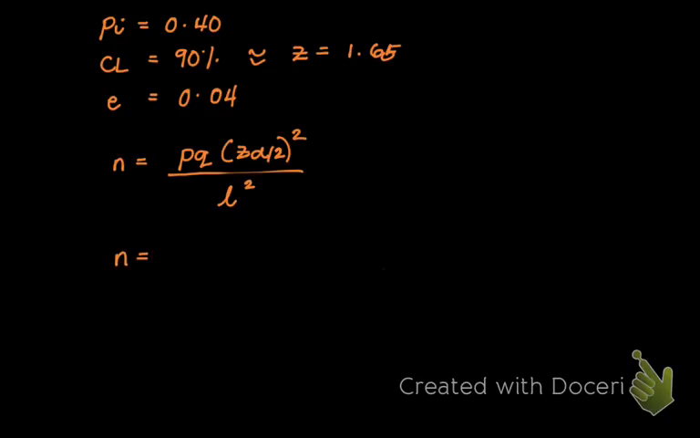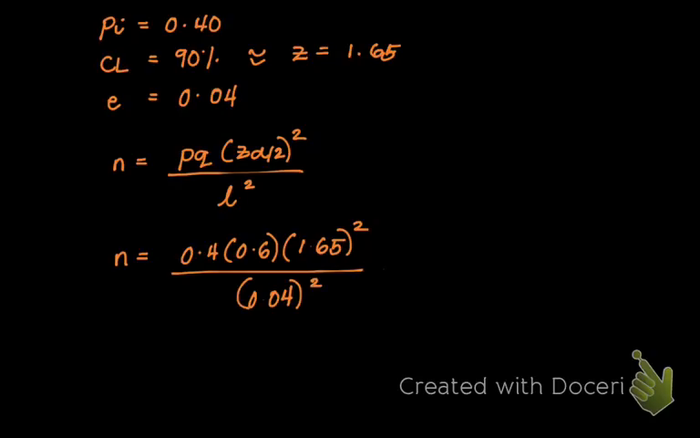And N therefore is 0.4 times 0.6 times 1.65 squared over 0.04 squared. So that will give us a value of 408.38, or equivalent to 409 samples.